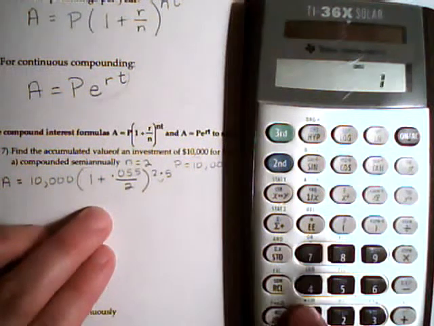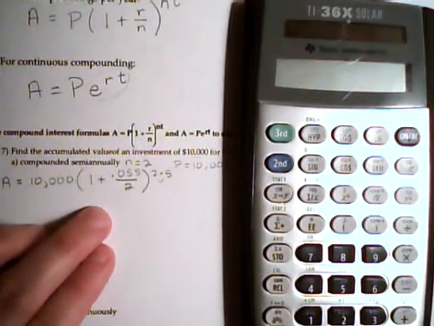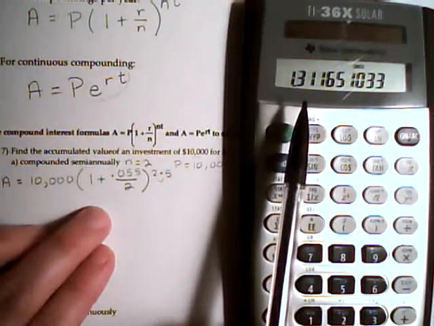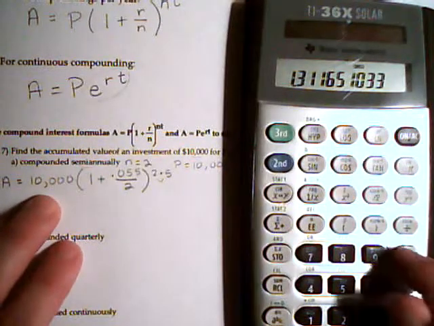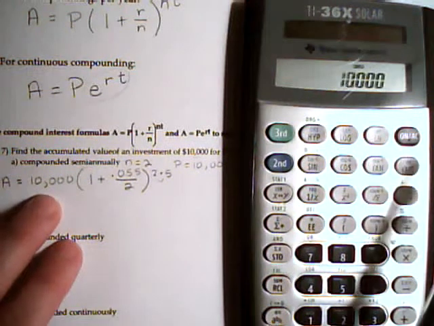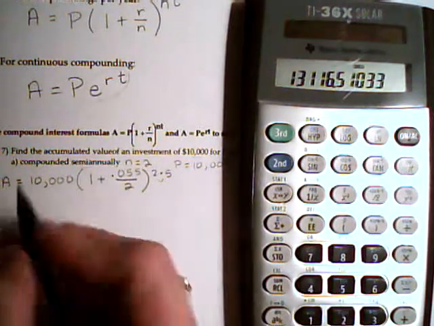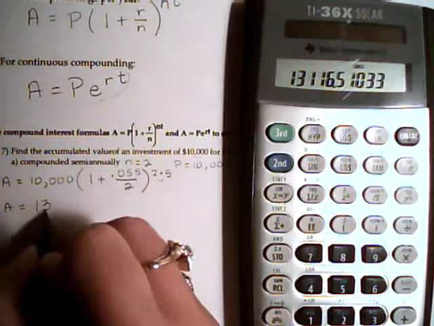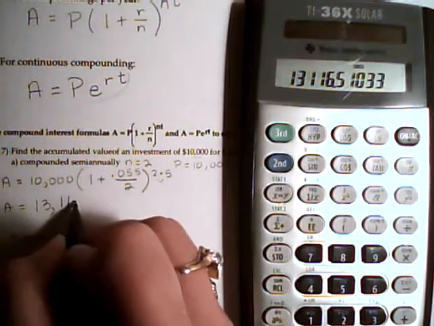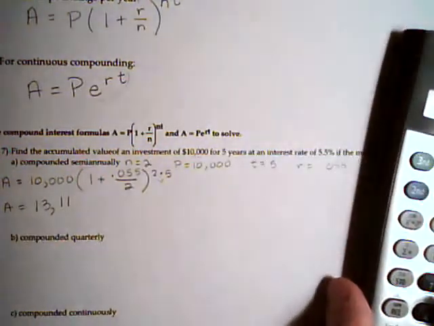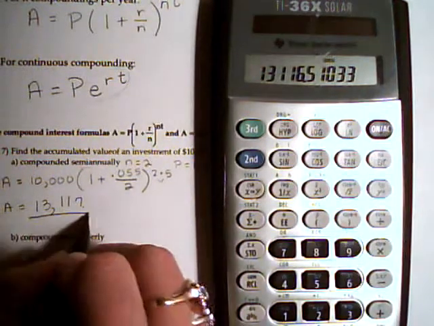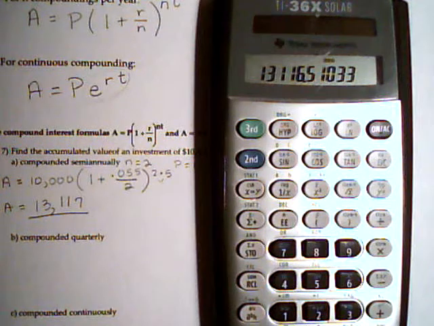So I hit my exponent key, 10th power, equals, and then I would say times 10,000. So the account balance would be $13,116. Let's see, does it tell us to round? It doesn't tell us to round. I'm going to go ahead and round to the nearest dollar. Just make sure that you go by the directions that are on the homework for this.